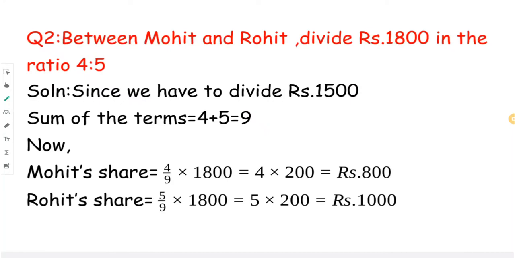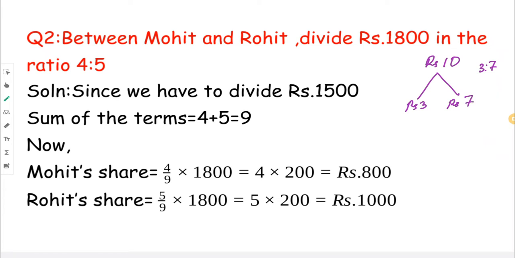Number 2. Between Mohit and Rohit, divide rupees 1,800 in the ratio 4:5. So before we solve, let us try to understand by doing this example, right? Let's say you have rupees 10 with you, and you divide this among two of your friends in the ratio 3:7, which means what? One of your friends will receive 3 rupees, and your other friend will receive 7 rupees.